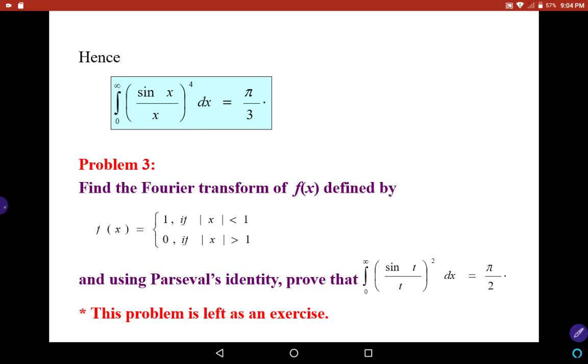So hope you understood these problems. In the next lecture, we'll continue with the Parseval's identities on Fourier sine transform and cosine transform.